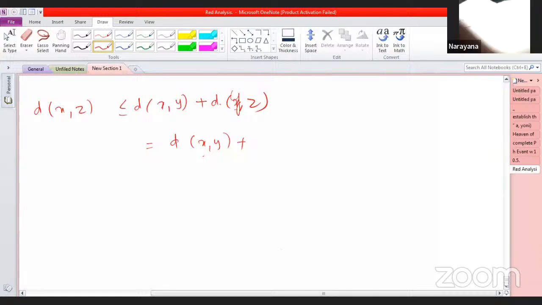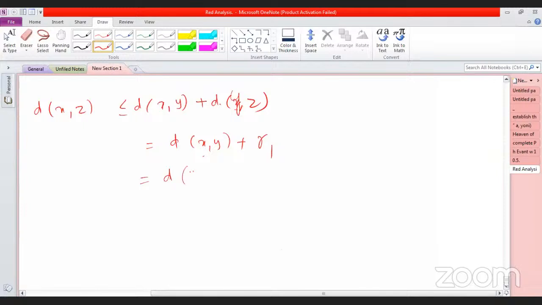Naveen? Sir. Correct? Correct, sir. Now tell me, d of xy plus d of yz. What did we write for d of yz? R1 minus d of xy. What did we write for R1 in the problem? r minus d of x comma y.